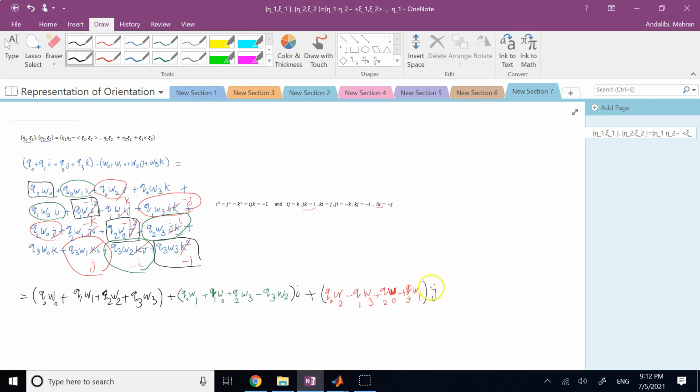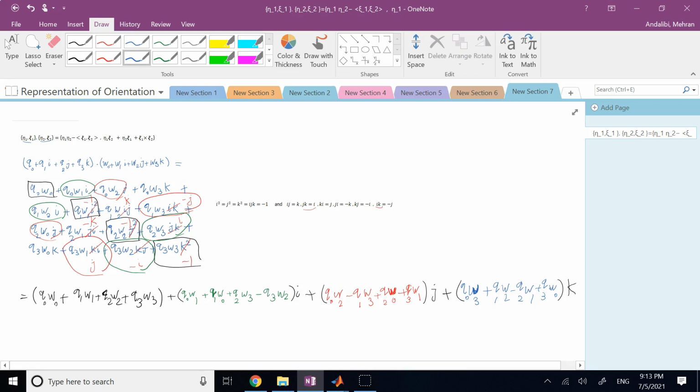And finally, we have the last terms of K, which is basically whatever has remained. And if you look at them, it is q0 w3, and then plus q1 w2, minus q2 w1, and plus q3 w0. So this is going to be the result.